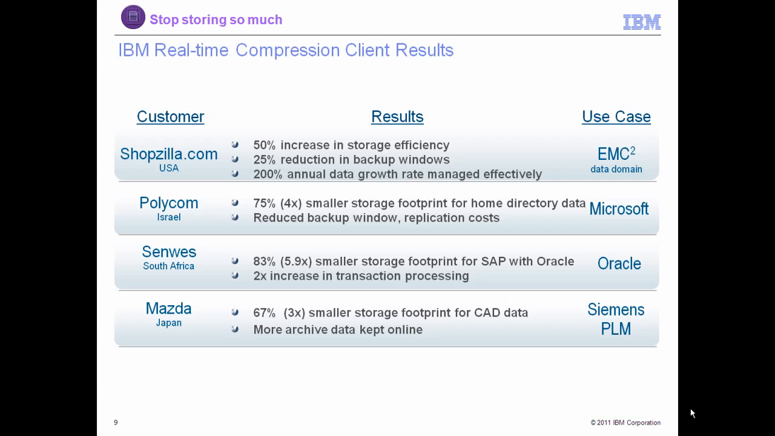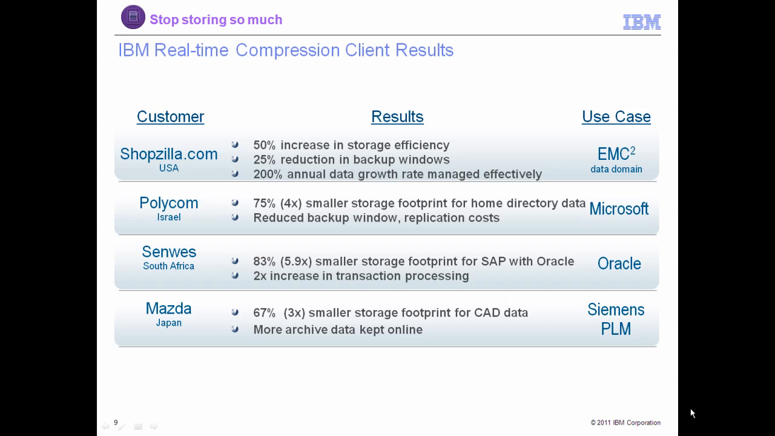This chart reflects some of the different use cases and customer examples that you could actually find on the YouTube channel or on the ibm.com/storage/RTC site under our case study section. So Shopzilla, who is an EMC Data Domain customer, was not only able to see an increase in their storage efficiency by 50%, but they were able to see a reduction in their backup windows by 25% with an annual growth rate in their environment of 200%.